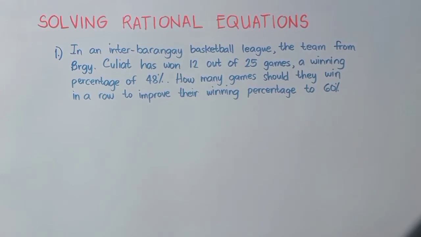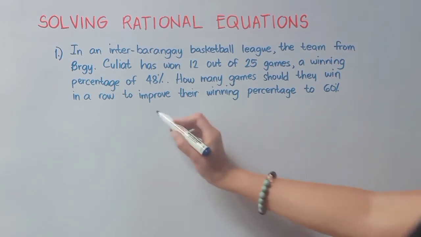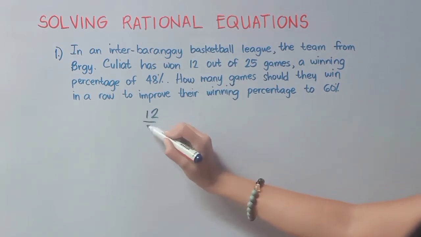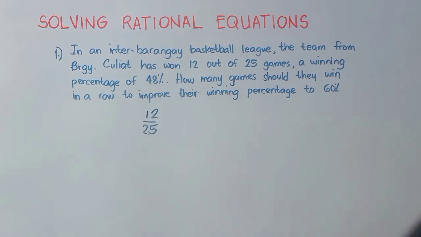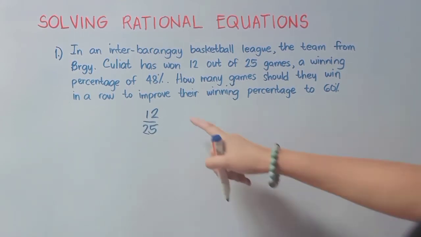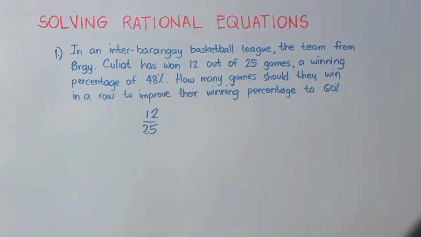In an inter-barangay basketball league, the team from Barangay Kuliat has won 12 out of 25 games, a winning percentage of 48%. How many games should they win in a row to improve their winning percentage to 60%? So in here, Barangay Kuliat has won 12 out of 25 games already. If we divide these two, it will give us 0.48 or 48%.